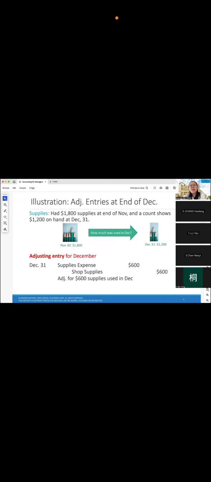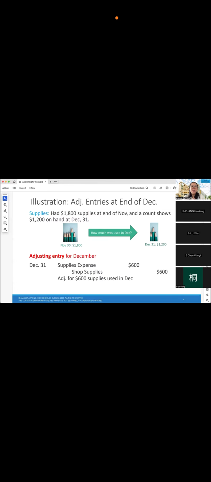Besides the regular journal entries, I also introduced to you the concept of adjusting entries. We have to do adjusting entries at the end of each financial period for a variety of reasons. One important reason is what we call supplies. Supplies are a special item because we do not account for every pencil that we use.